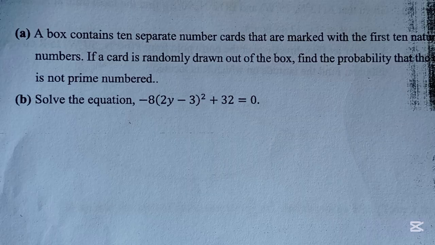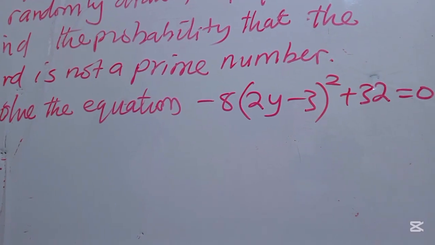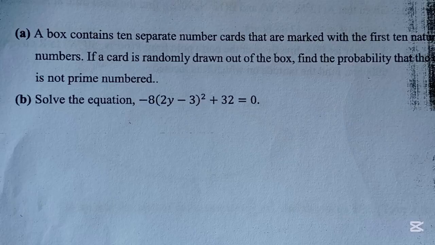B. Solve the equation -8(2y - 3)² + 32 = 0. Solutions. I'll start with A.